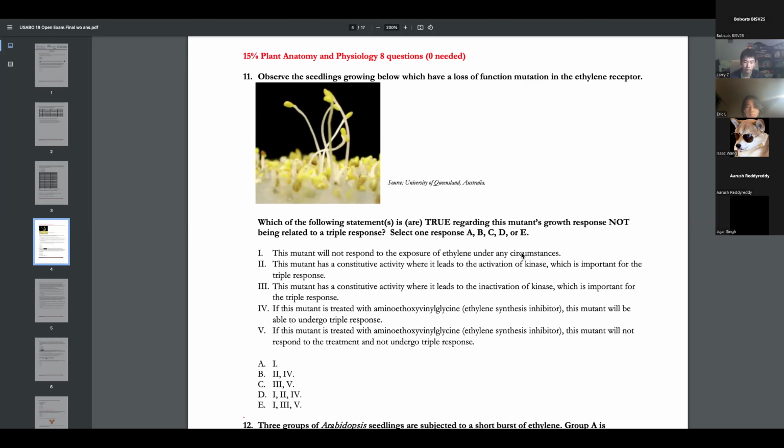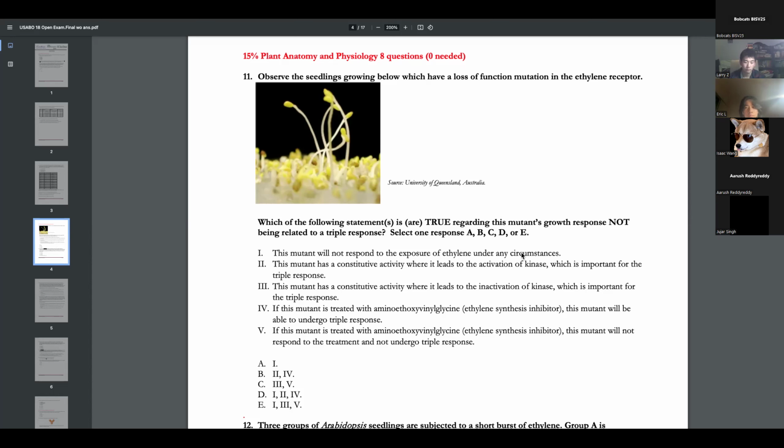For part two, I don't think we can go through them all. But part three, mutant constitutive activity leads to inactivation of kinase. This one just makes sense. Even if you don't know that there's specifically a kinase in this pathway, it says that it leads to inactivation of kinase, which is important for the triple response. So if you inactivate the kinase that's important, then the response won't happen. And five, if this mutant is treated with this ethylene synthesis inhibitor, the mutant will not respond.